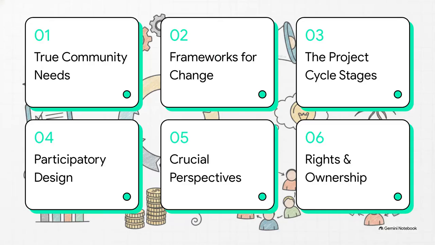Here's our roadmap for today. We're going to cover 1. Defining true community needs. 2. Frameworks for strategic change. 3. The project cycle stages. 4. Participatory design and power. 5. Integrating crucial perspectives. And finally, 6. Rights and community ownership. Let's get right to it.